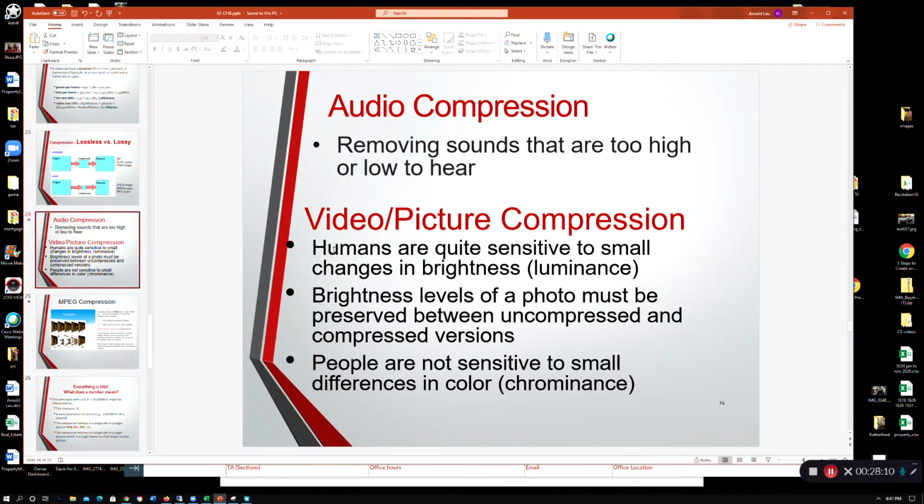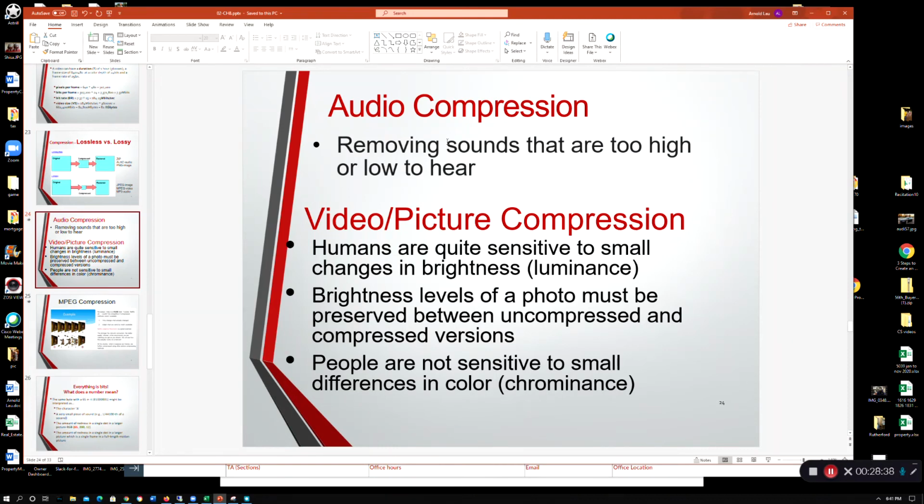Right. So we have the audio compression. Remember what I said before, taking out the sounds that are too high or too low to hear. So probably not the end of the world, right? So you can hit that with the audio compression. And really, sound takes up a lot less space than video. So some of the sound compression that you can do is probably adequate, and you don't have to worry about getting into lossy versus lossless and the trade-offs that you have there.